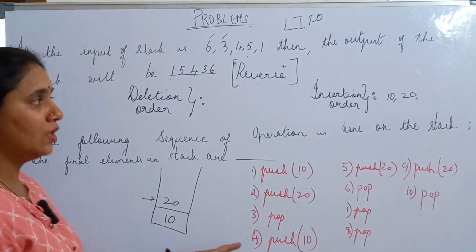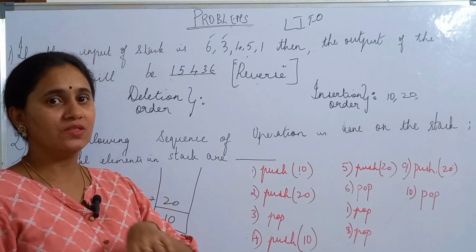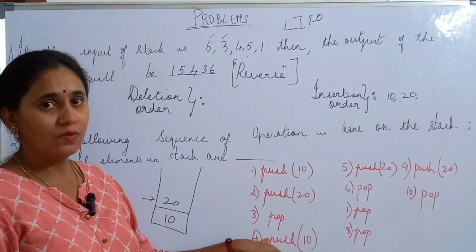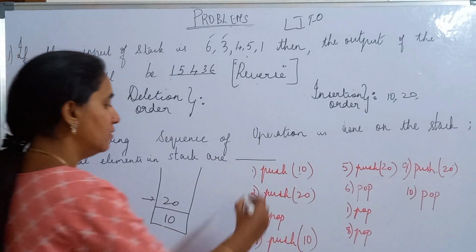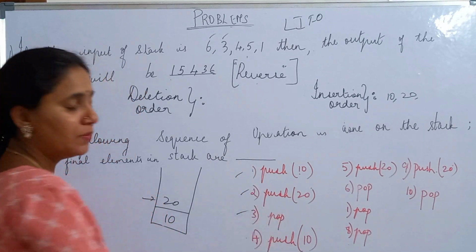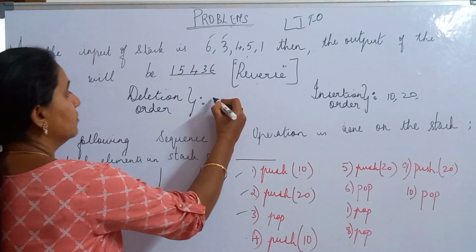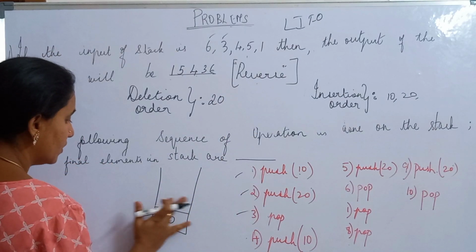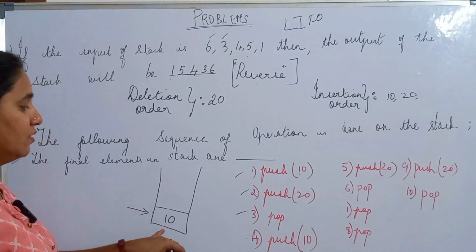Now we are going to do a delete operation. What is delete? Delete is nothing but the pop operation. So we are going to pop an element. What is the first element that is being deleted? The first element deleted is 20. The only element that is present now is 10, and the pointer is pointing here like this.